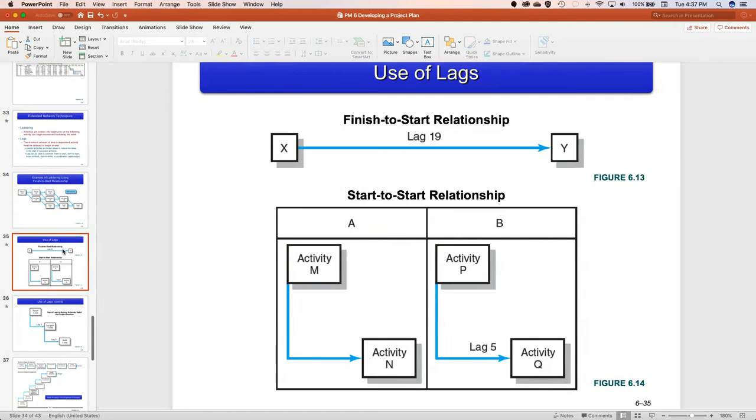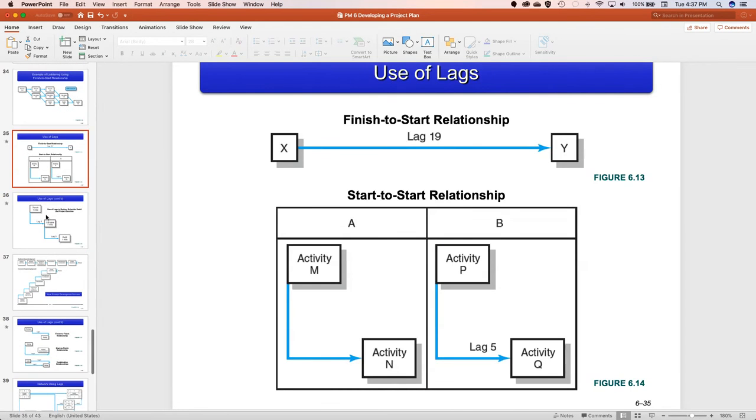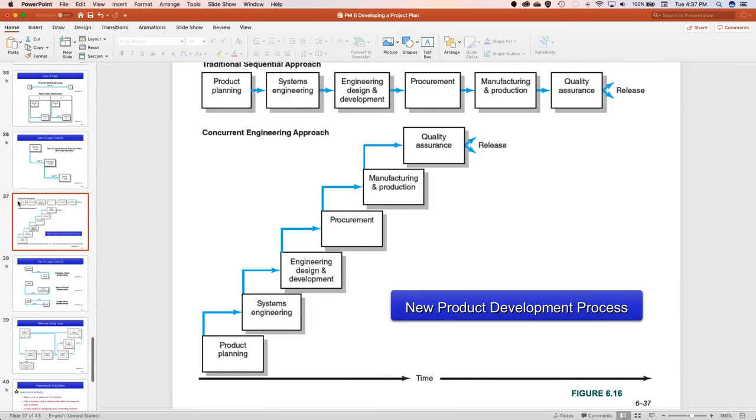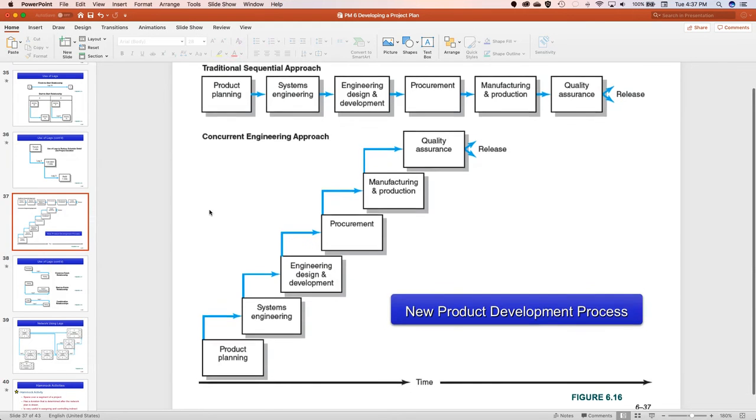All right, so slide number 35. We're not going to worry too much about that because I'm going to show you again how to use those lags when we actually put our own piece down, okay? Or do our own network diagram rather.